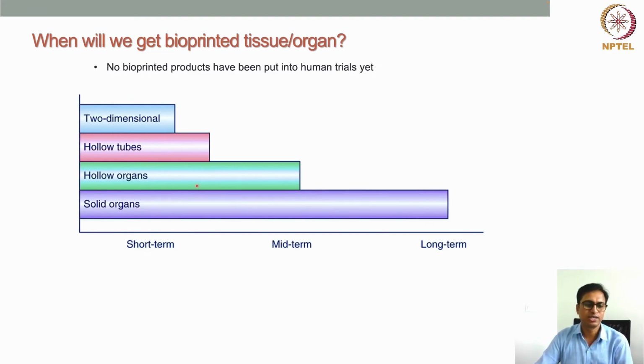Hollow organs may take a bit more time, maybe in the midterm, like five years or so. Solid organs have a very typical structure, as we have discussed earlier also. So it may take some more time for solid organs to be developed and used. So that is a long term.